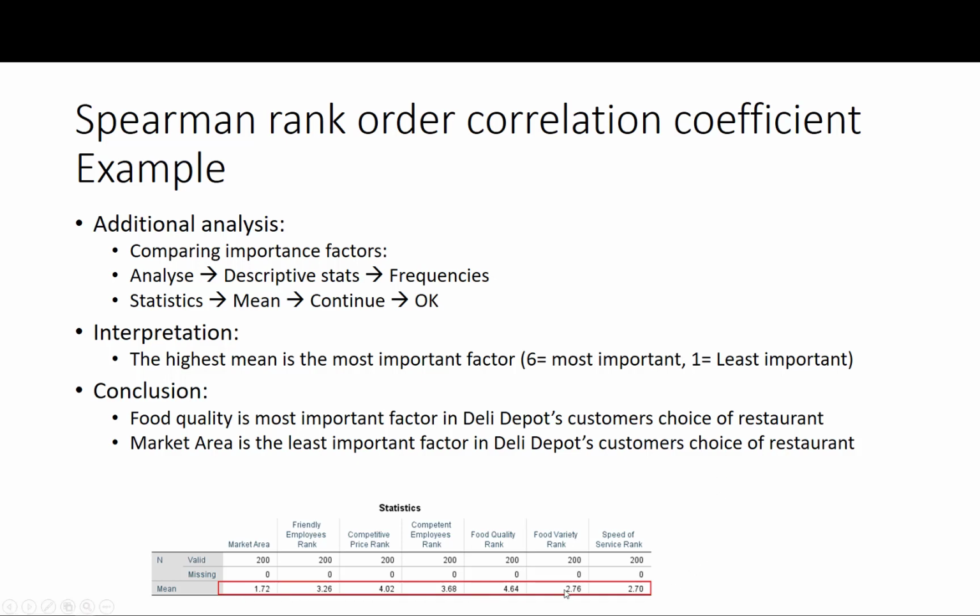If you look at our table down below here, we see that food quality is the most important factor in people's choice of restaurants. So we can conclude that food quality is the most important factor in Deli Depot's customers' choice of restaurant, and the market area is the least important factor. If you look at where food variety ranks, it is also quite low down the list. It is third last. You'd need to run additional tests, but you could conclude that Deli Depot should reduce the number of food items it offers in order to get people to perceive it as having a higher food quality.